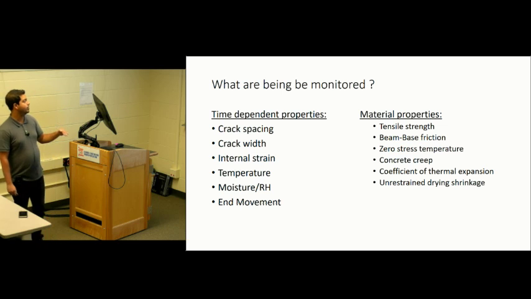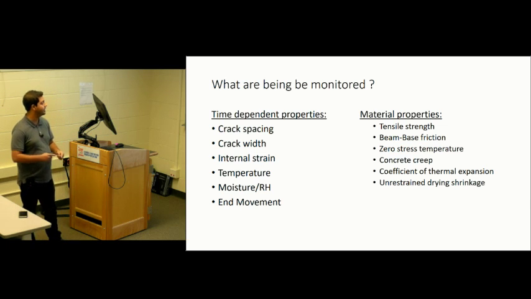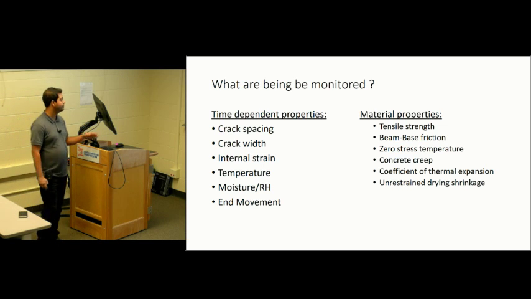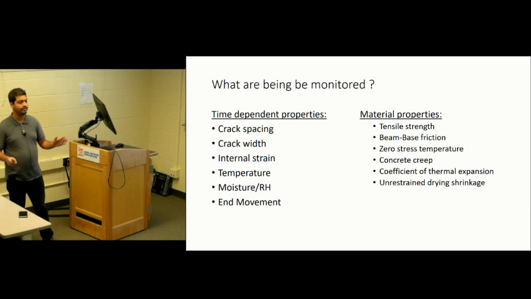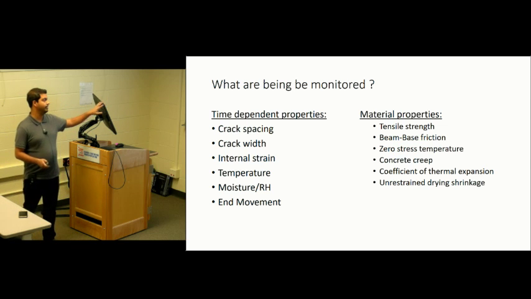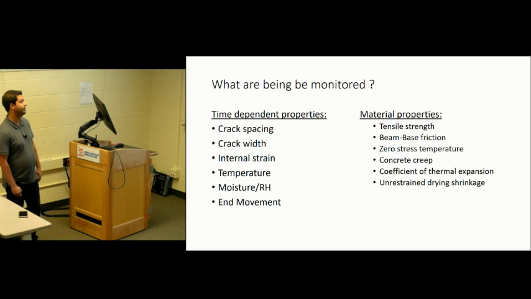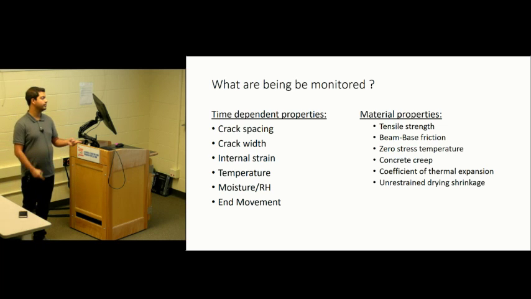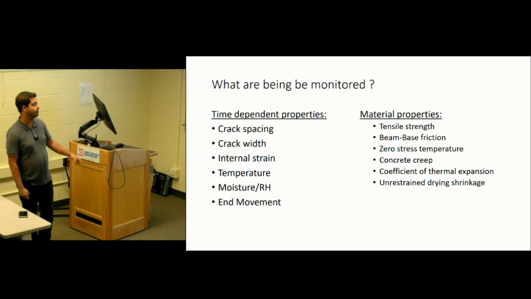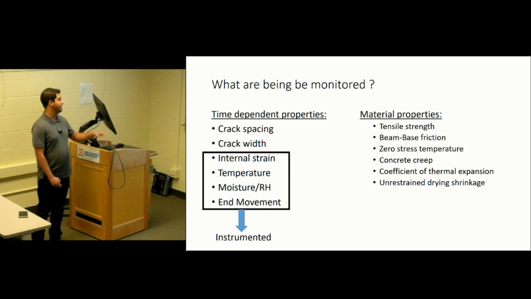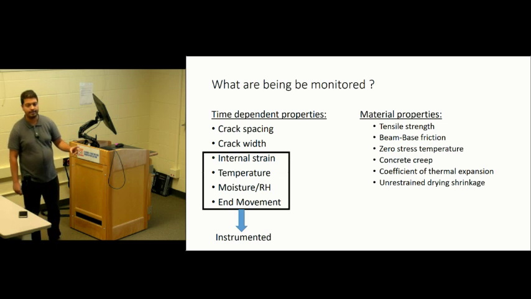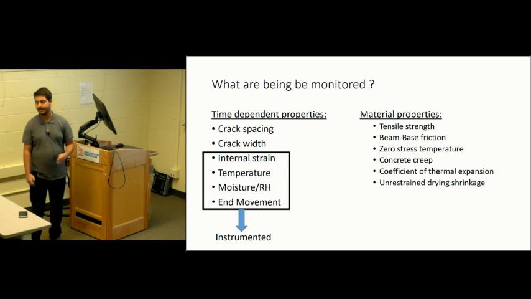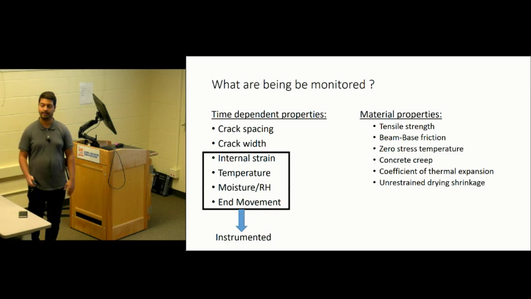So this is what we are monitoring. We are monitoring crack spacing with internal strain, temperature, moisture, and end movement. These are the things that are being done in the field, and the material properties are being done in the lab. So we are doing tensile strength of the concrete, creep, zero stress temperature, coefficient of thermal expansion. And these 4, internal strain, temperature, moisture, and end movement, are being instrumented and monitored.